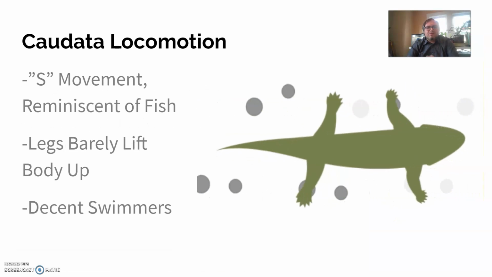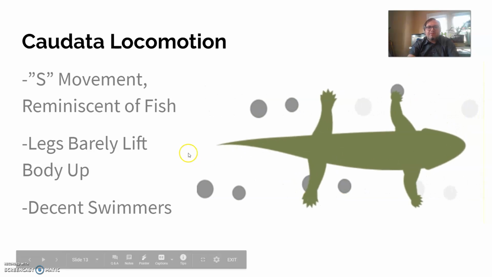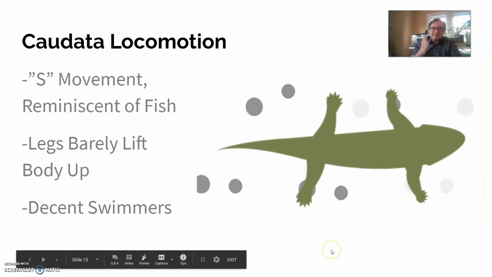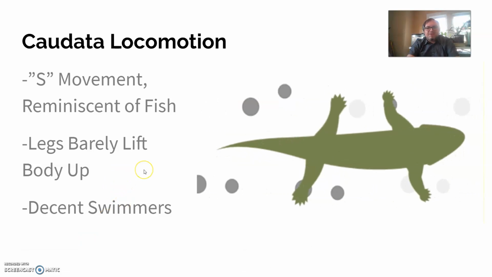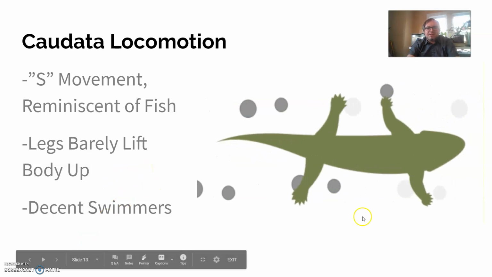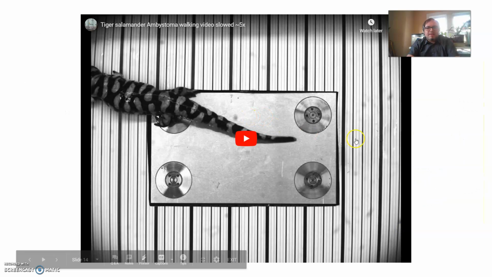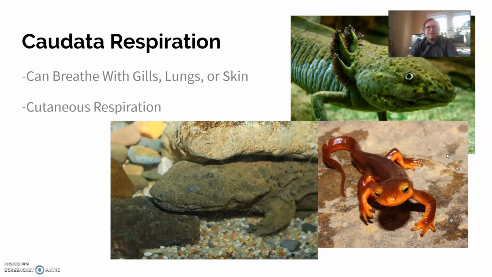For locomotion, when we look at a salamander moving from above, it's an S movement. It's kind of similar to how fish move through the water. They barely lift their body up, so they're not particularly fast on land, but they're decent swimmers. This video clip, again, if you look at the presentation on Classroom, shows a tiger salamander moving, and you can see they're pretty darn slow, all things being relative.